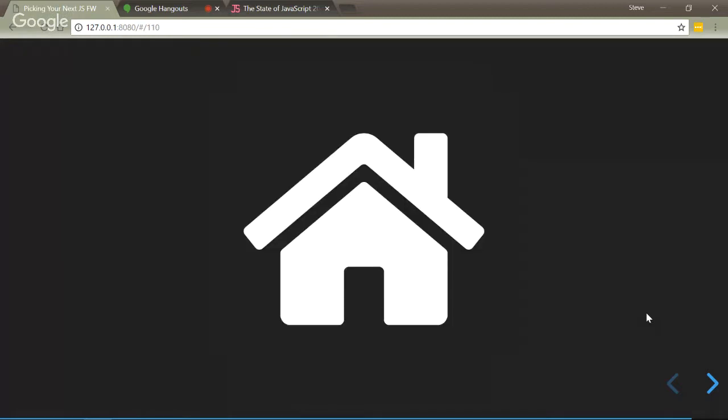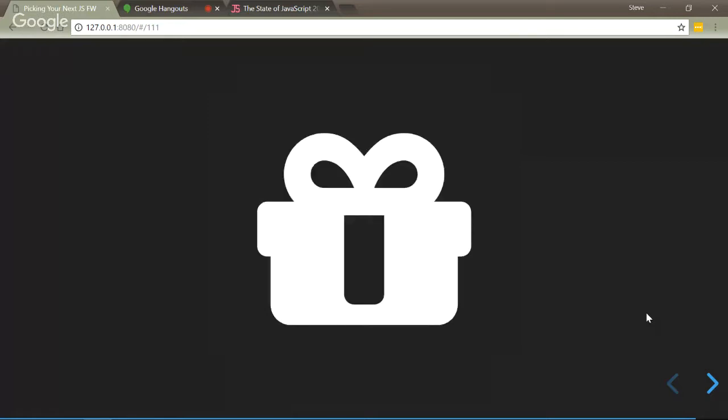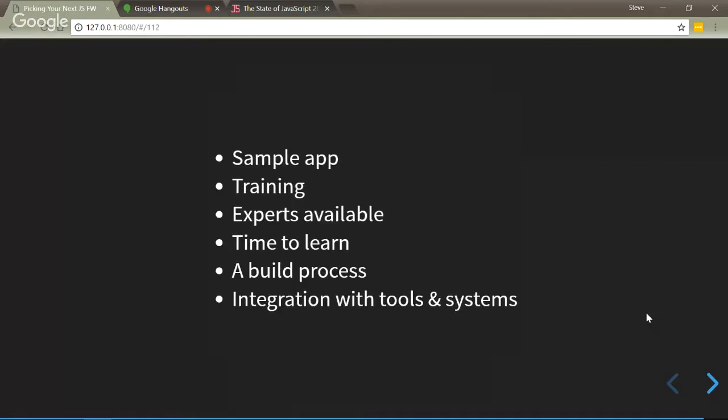In terms of a couple suggestions about things that you can be giving out to people. I don't know why I put that house icon in. I should take that out. But the couple of things that need to be part of the package with a bow on it when you're doing this type of selection process. Do you have a sample app that people are going to be able to use? Is there training available for people? Do you have experts that can help people learn about technical problems that they're having? Do people have time that they can use to learn about these things?